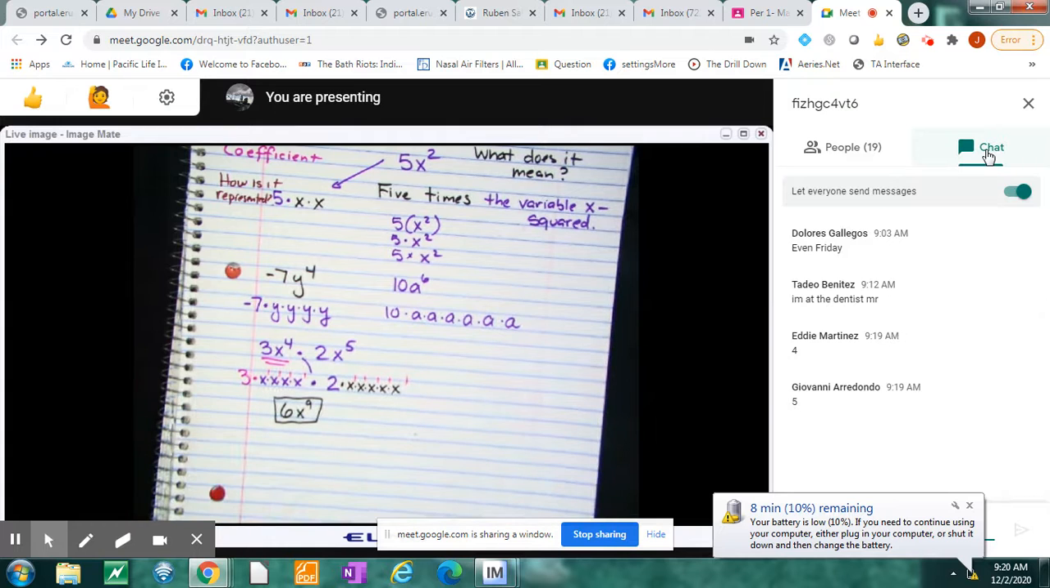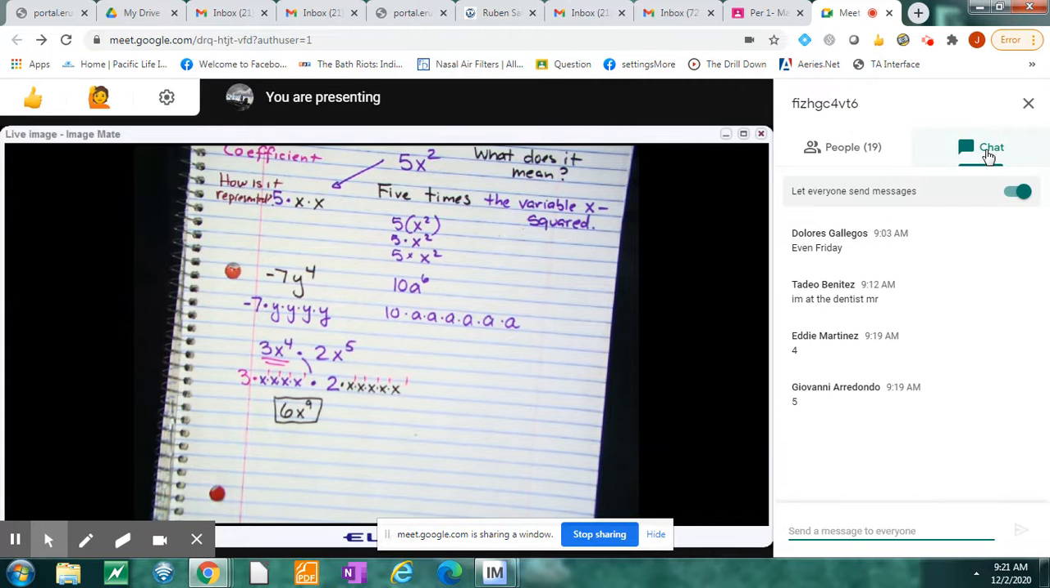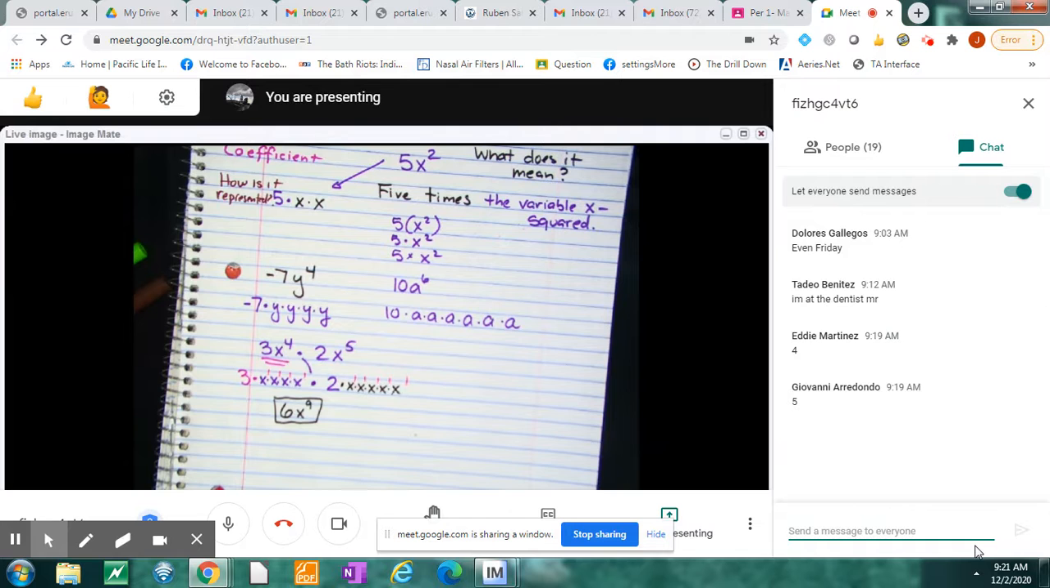Ooh, battery charge. Hold on. Why is this? I just got a warning. It didn't charge. Hold on. All right, there it goes.